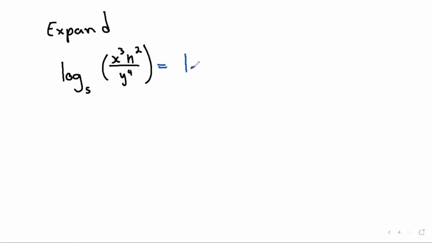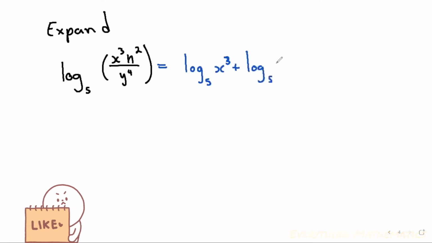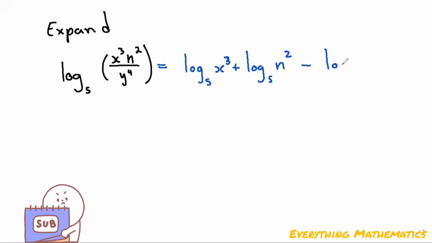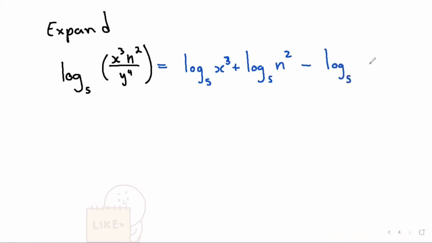So this is the same, really and truly, as log 5 of x cubed plus log 5 of n squared minus log 5 of y to the 4th. So this is basically what the expansion is. But we ain't done yet. Notice we still have everybody with an exponent. So now we do our rule 3, in which we could just send all the exponents in front.